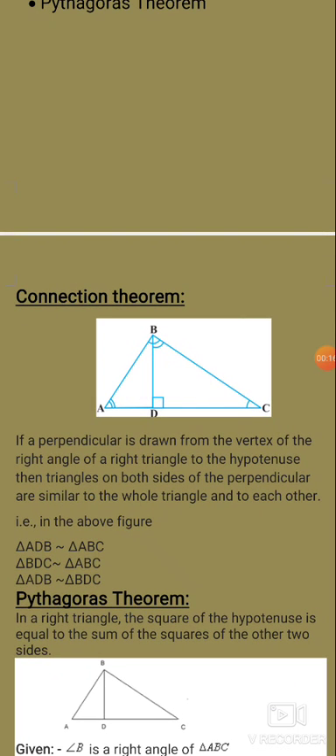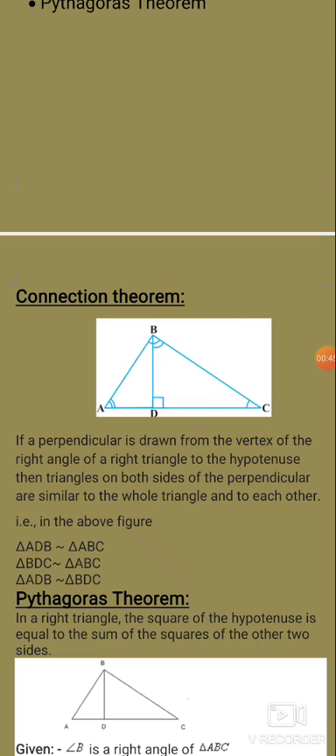Now listen carefully, students. Before the Pythagoras theorem, we need to write one connection theorem. It is important. So, if a perpendicular is drawn from the vertex of the right angle of a right triangle to the hypotenuse, then triangles on both sides of the perpendicular are similar to the whole triangle and to each other.